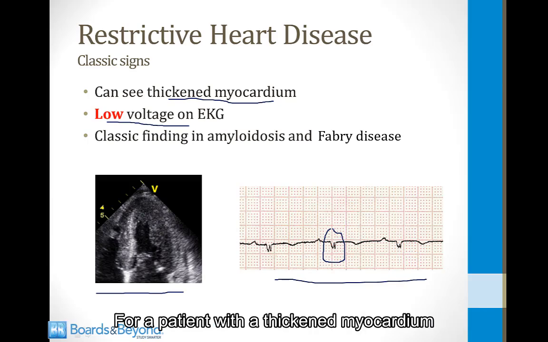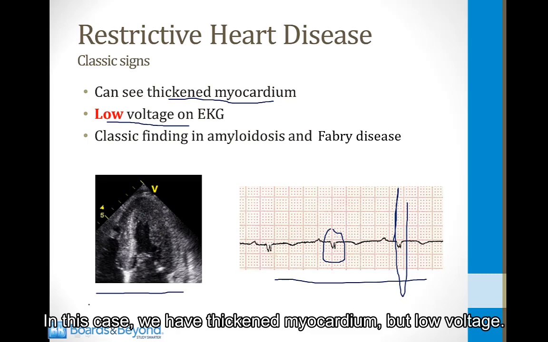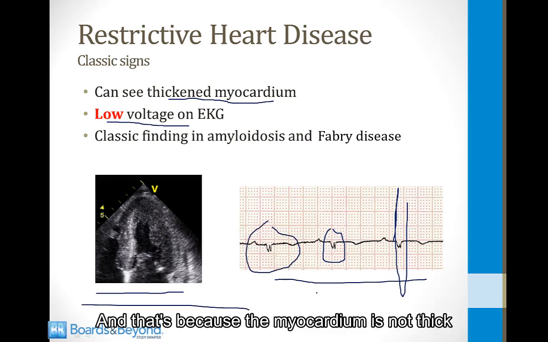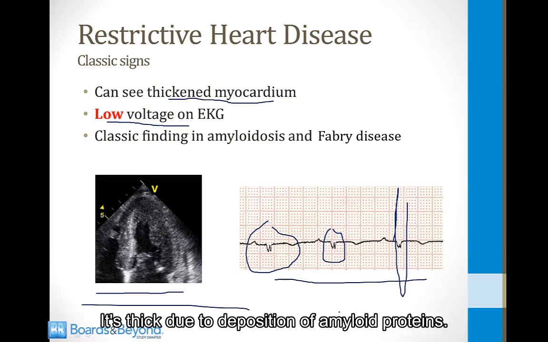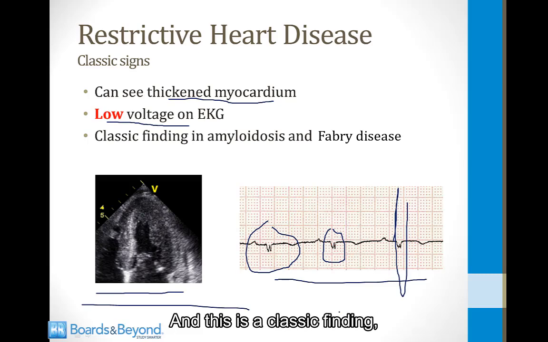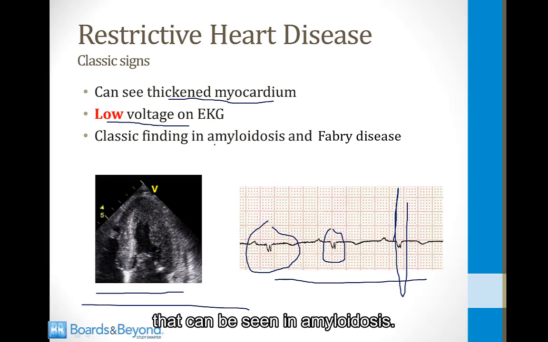For a patient with a thickened myocardium from left ventricular hypertrophy, normally the QRS complexes are enormous because those hypertrophied myocytes are generating lots of electrical activity. In this case, we have thickened myocardium but low voltage, and that's because the myocardium is not thick due to hypertrophy, it's thick due to deposition of amyloid proteins. And this is a classic finding, thickened myocardium with low voltage on the EKG that can be seen in amyloidosis. It's also seen in Fabry disease, which we'll talk about in a minute.